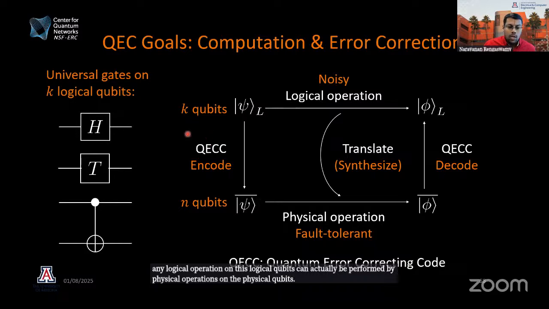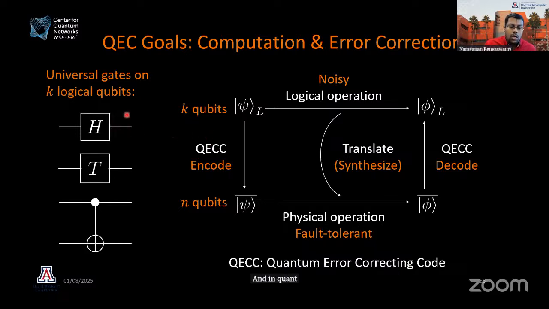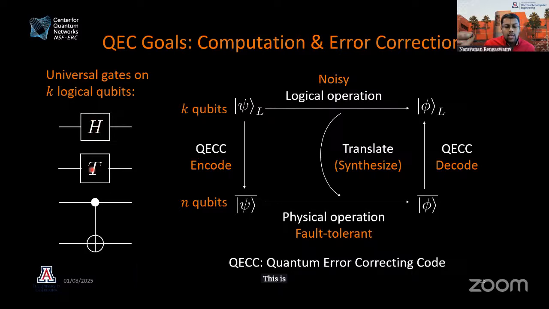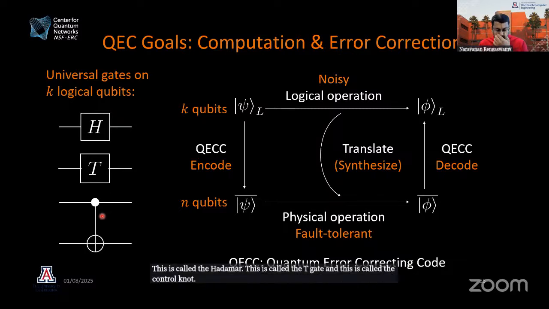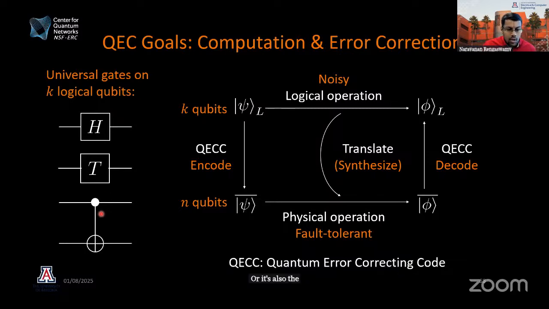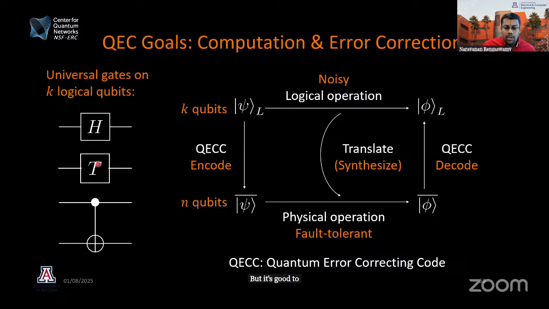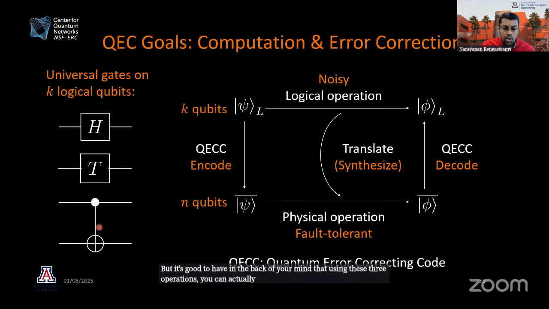And in quantum information, it turns out that you can do arbitrary computation if you can do these three logic gates. This is called the Hadamard, this is called the T gate, and this is called the control NOT, or it's also the reversible XOR. So we won't get too much into the definitions of these gates for this course, but it's good to have in the back of your mind that using these three operations, you can actually do arbitrary quantum computation. Okay, so that's the basics.